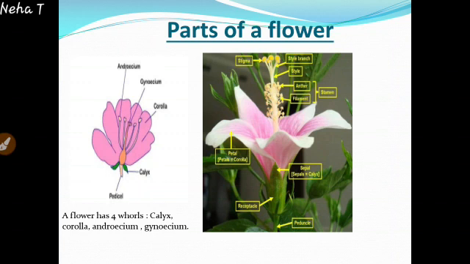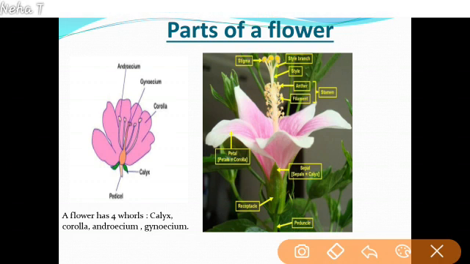Peduncle is the stalk of the flower. Receptacle, part of stalk where the parts of flowers are attached. Calyx or sepals, the outermost whorl or the outer part of the flower that encloses a developing bud. Corolla or petals, it is the second whorl, that is the part of the flower that is mostly colored.